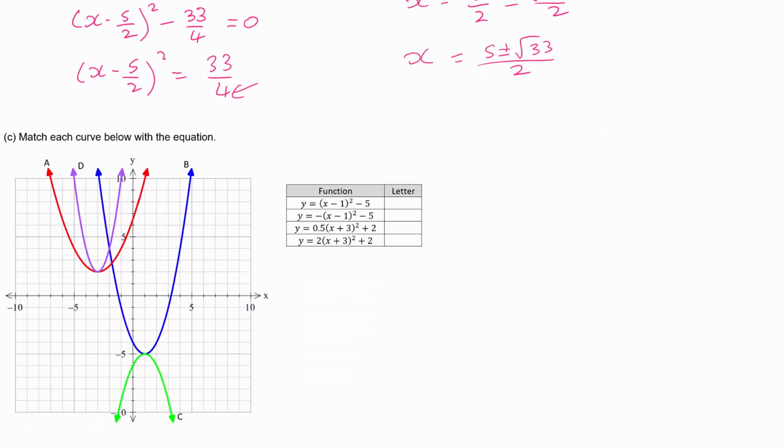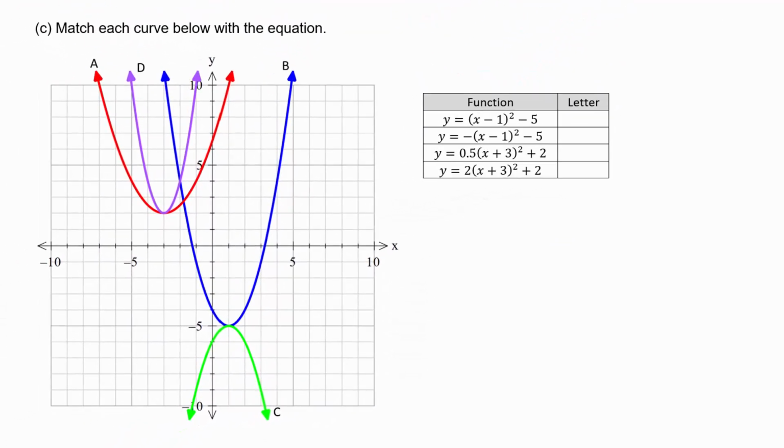So match each curve below with the equation. Let's just zoom this up a bit. So we've got x minus 1 squared minus 5. From that, it looks like the vertex there would be at 1, negative 5. I've got two equations that are there, but this one has a positive 1 in front here, and this one has a negative. So it looks like the negative one, the one that's upside down, that's going to be C, and the other one is labelled B.